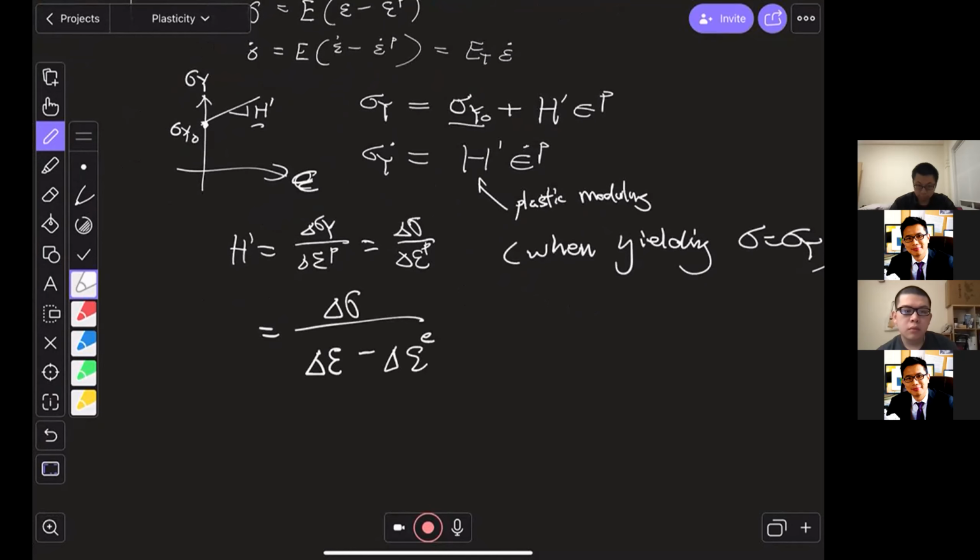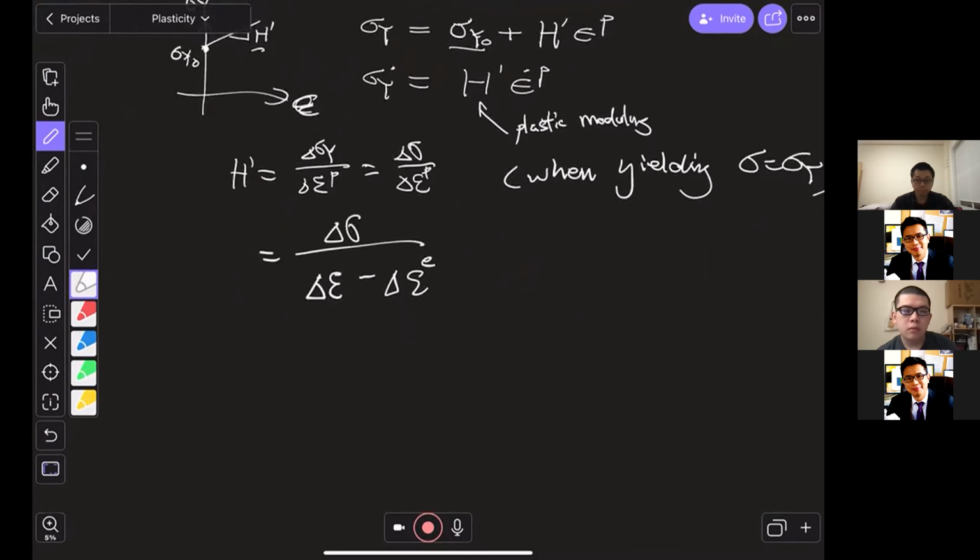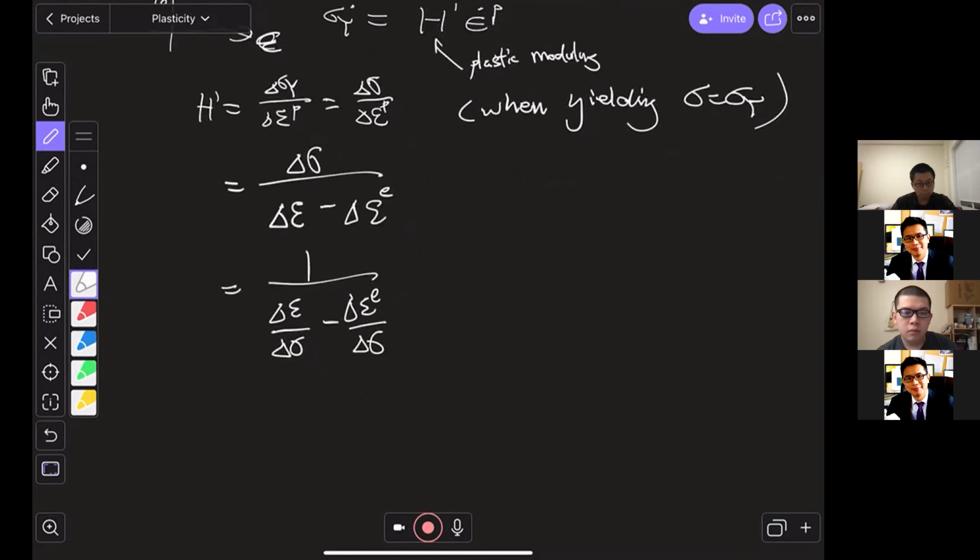And that would actually be equal to 1 divided by epsilon, the change in epsilon divided by the change in stress sigma. Okay, so that would actually be equal to 1 divided by ET, which is the tangent stiffness beyond yielding, divided by 1 divided by E. Okay, so do some algebra. So H prime is actually equal to H prime.